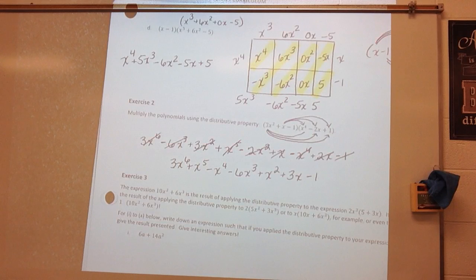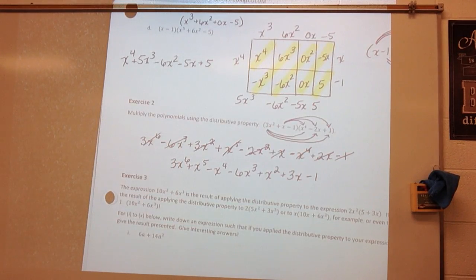All right, let's look at exercise number 3. The expression 10x squared plus 6x cubed is the result of applying the distributive property to the expression 2x squared times 5 plus 3x. It is also the result of applying the distributive property to 2 times 5x squared plus 3x cubed, or to x times 10x plus 6x squared, for example, or even to 1 times 10x squared plus 6x cubed.